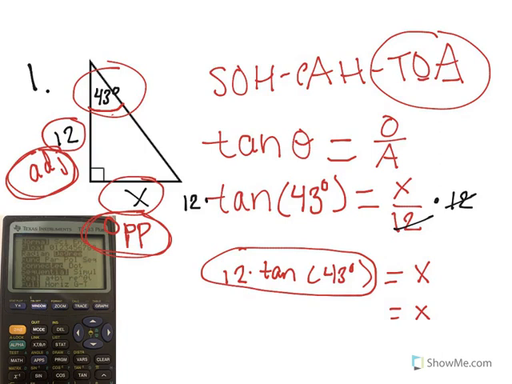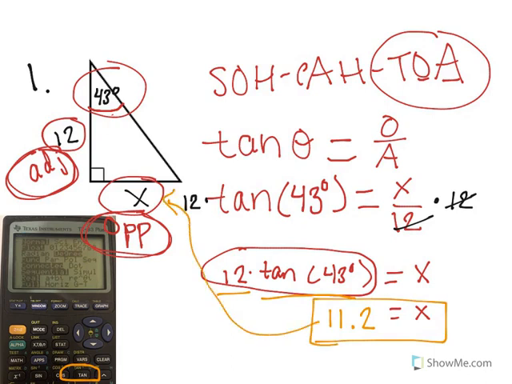Okay, so once it's in degree mode, you're going to put in 12 times tangent parentheses 43. And right here is my tangent button. So put in 12 times tangent. It'll open up a parentheses for you. You just put in 43, close your parenthesis, and hit enter. And you should get 11, rounding to the nearest tenth is 11.2. That is the missing side of my triangle.